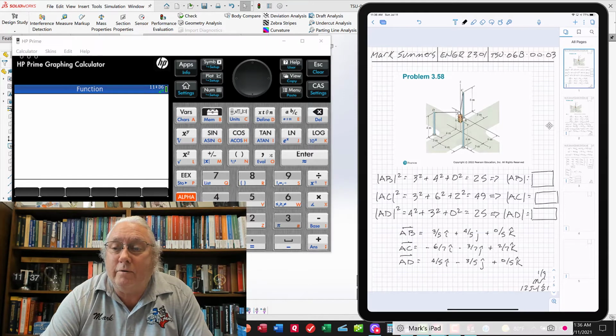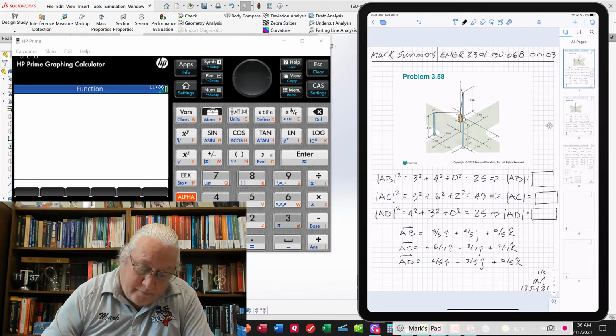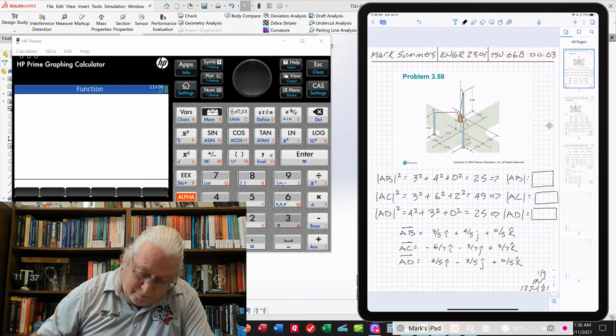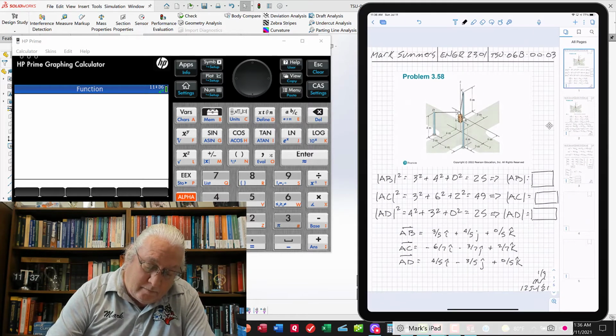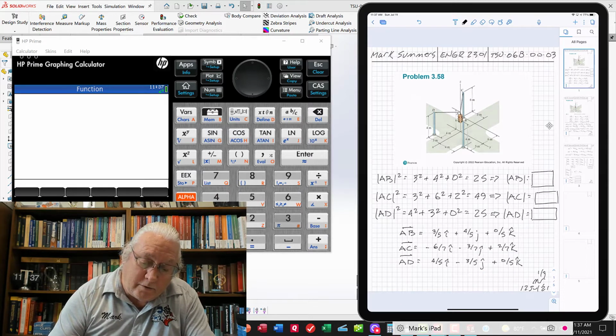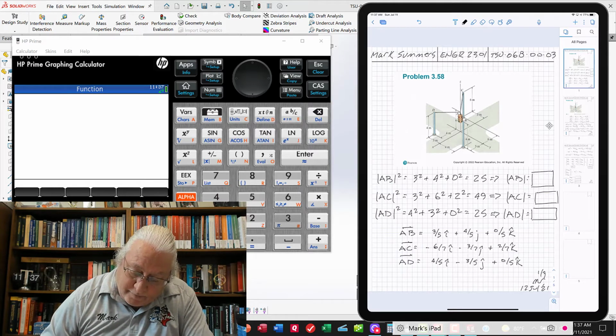If I can get my screen working here. Whoops, my pencil's coming apart. Now we're cooking with fire.